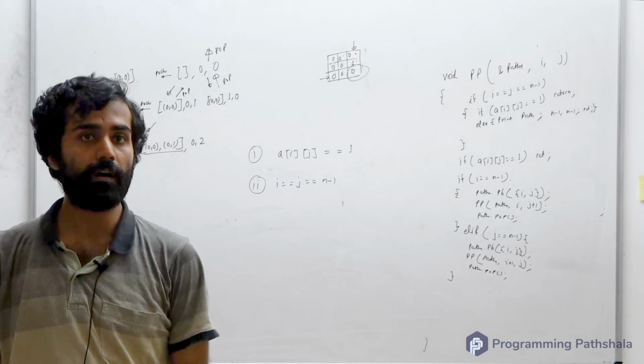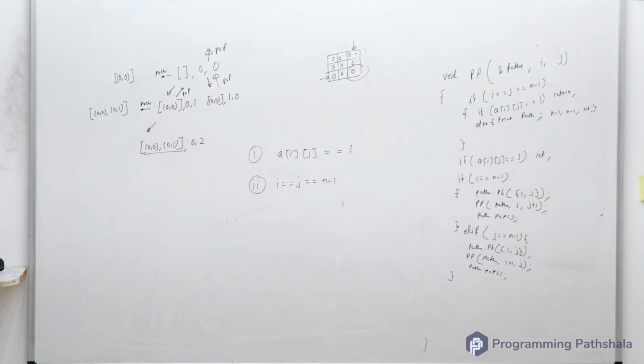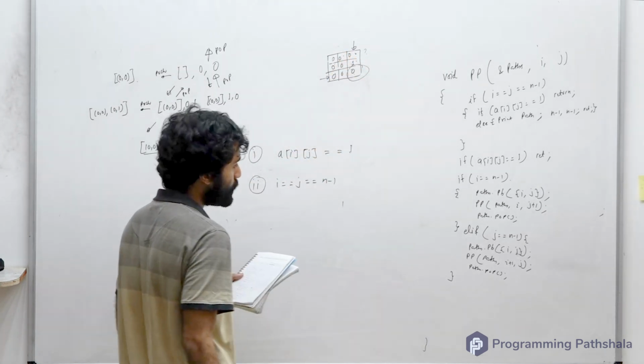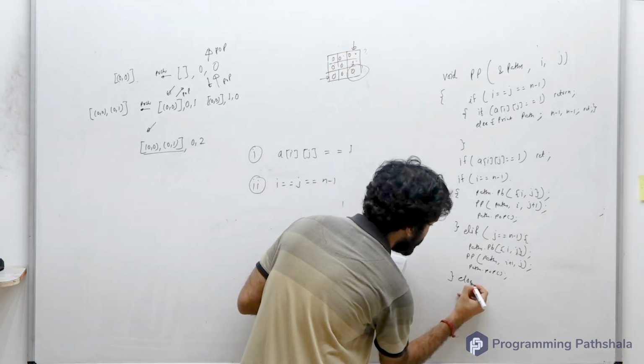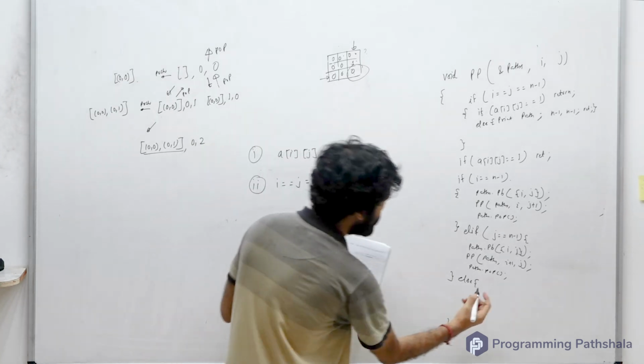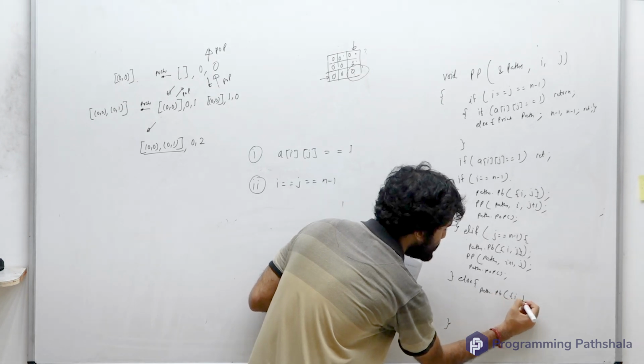So is it done, or do I have one more condition which is left? Yes. And what is that condition? That condition is when what? When I am at a safe cell, and that safe cell neither is in last row nor in last column. So in the else case, what would you want to do? Tell me. You would first want to push that. So you would do paths dot push back i comma j.